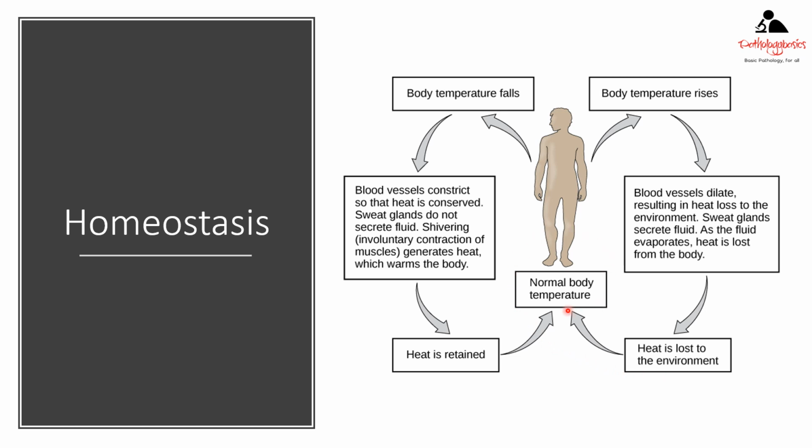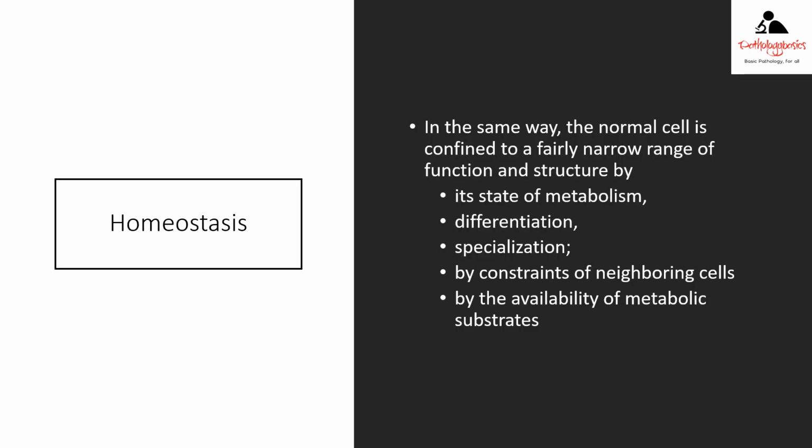So this phenomenon, when the temperature of the environment changes and the body tries to maintain its internal temperature, is an example of homeostasis. In the same way as the body maintains itself, each and every cell of the body is also trying to maintain homeostasis. It has to, because it metabolizes, it is differentiated and specialized, there are neighboring cells which place constraints on it, and there is availability or non-availability of metabolic substrates. Because of all these factors, the cell has to undergo certain processes which are called homeostasis.